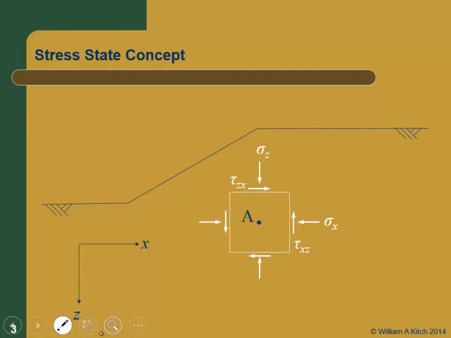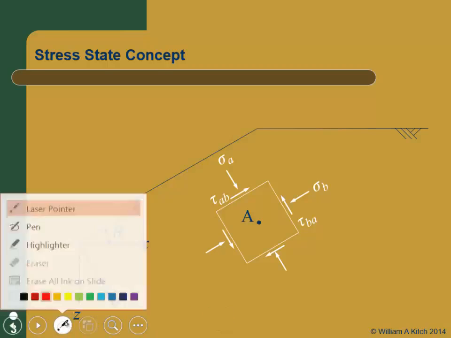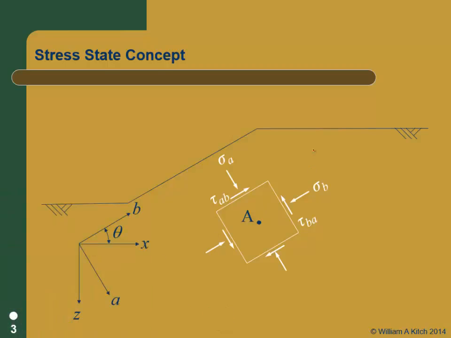But if I was looking at this as a slope stability problem, I might actually be more interested in this coordinate system that's parallel to the slope. Or it could be that I'm looking at a slip surface that runs through that point like that, and I'm more interested in that particular coordinate system. So I have to be able to translate the values from one system to the other.